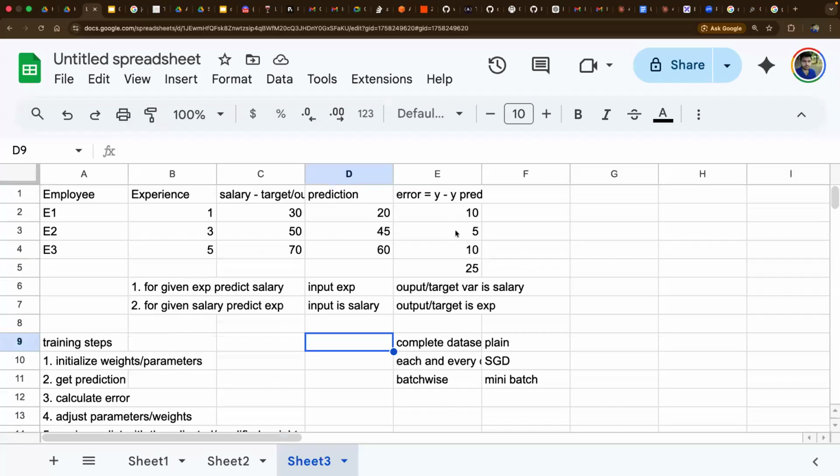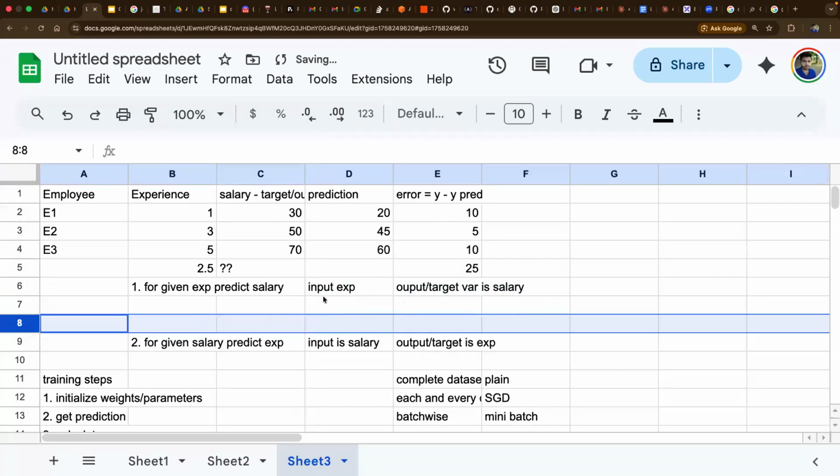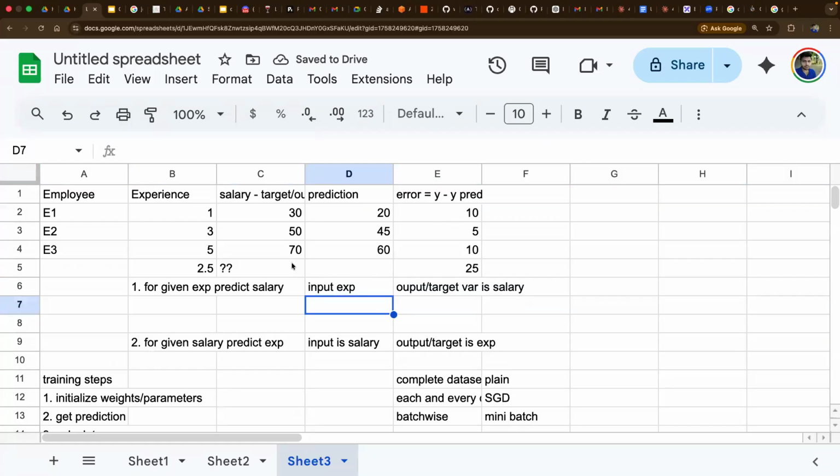For this particular use case that we are working on right now, it is a regression use case, because the prediction output target variable is a numerical value, right? 30, 50, 70. For example, if they come up with 2.5 years of experience, then what would be the salary? If this is the problem statement, then the target variable that we need to predict is a numerical value. These kinds of use cases are called regression use cases, as we discussed in the last session.